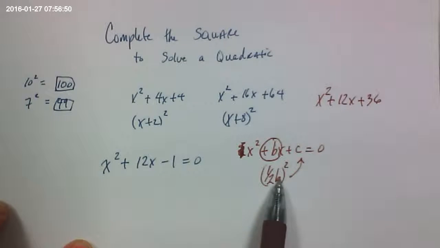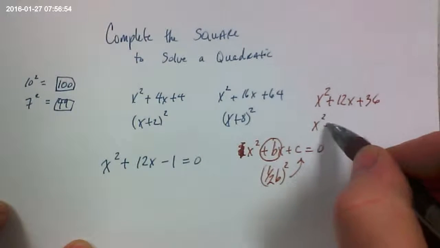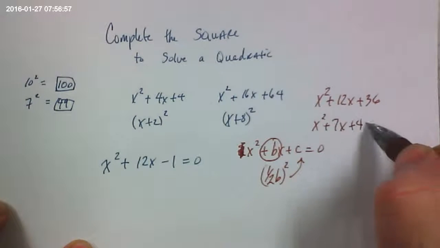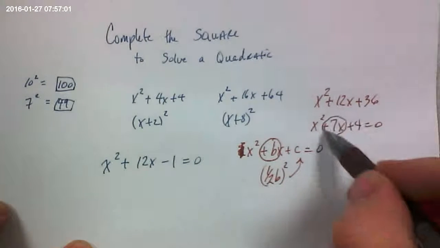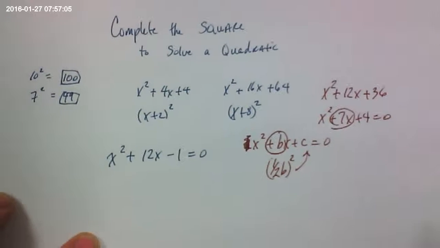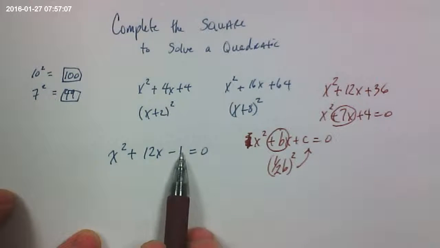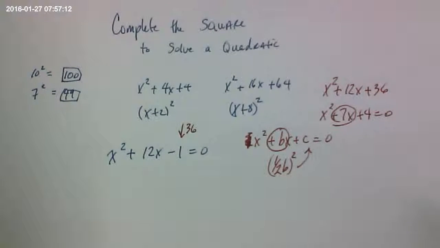I didn't really have to do this to figure it out, but it's good to know this, because what if you had something like this that you had to solve by completing the square? You'd have to take half of 7 and square it. That would be what makes it a perfect square. Okay, so onward and upward. We need this to be a 36, and right now it's a 1.